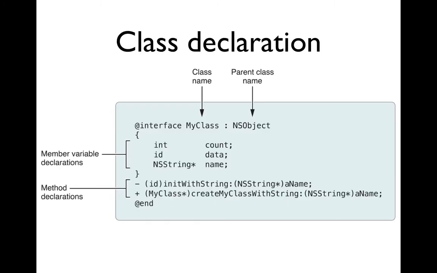The class declaration is like so. You've got an @interface, then you've got the class name and the parent class name. If you don't have a parent class name, you don't put a colon, you just leave the class name as it is. Then you might have member variable declarations in your class interface, but you don't have to, and if you don't, you don't have those curly brackets. In this example, we do have them. We have three: the integer, the NSString, and the id.